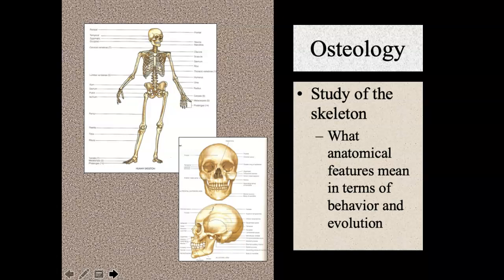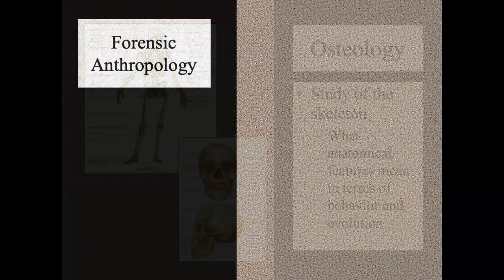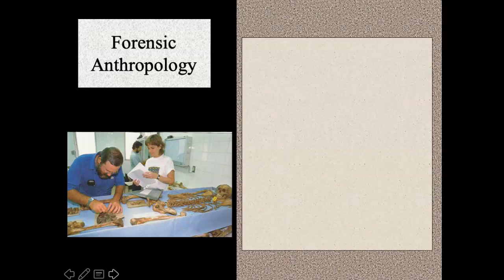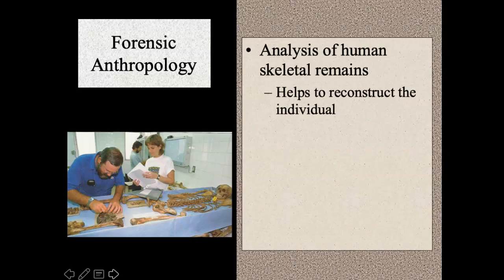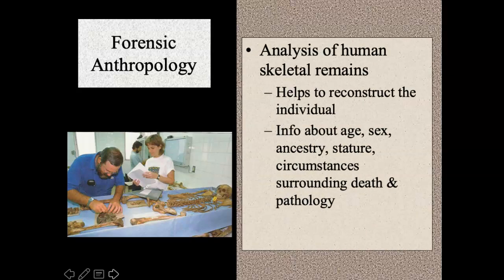What do the grooves and marks on bone tell us about muscle use and locomotion? How do we distinguish between human and non-human skeletons? Osteology helps us answer these questions. But for even more detail about individuals, forensic anthropologists have valuable skills to lend in the analysis of skeletal remains and give us information about age, sex, ancestry, stature, the circumstances surrounding death, and any evidence of disease.